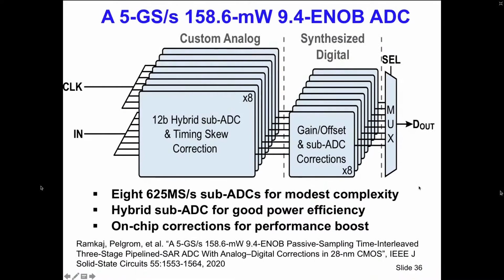Well, what my student Thanos Ramkai did is, here is the publication. I think it's just in the journal published, so you can check it out. So what he did is that, obviously, in order to do 5 gigasample per second, that is above the metastability limit, we need to go into a time interleaved situation.